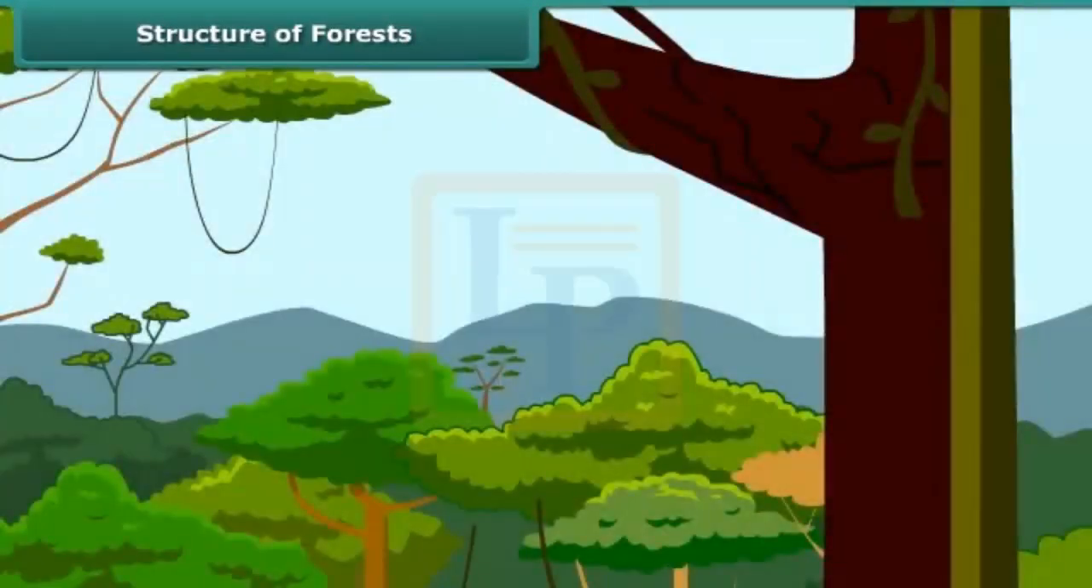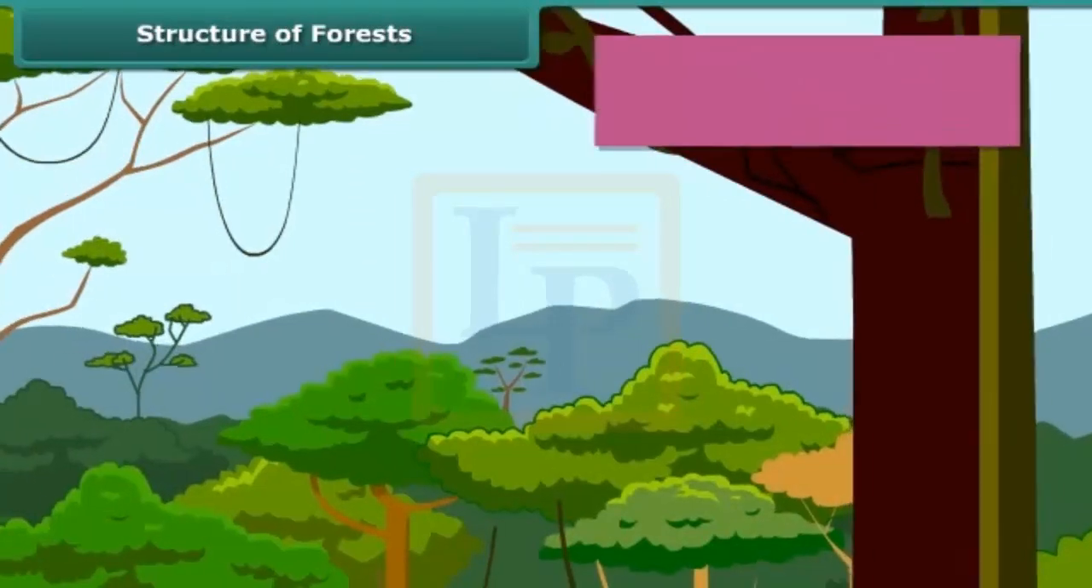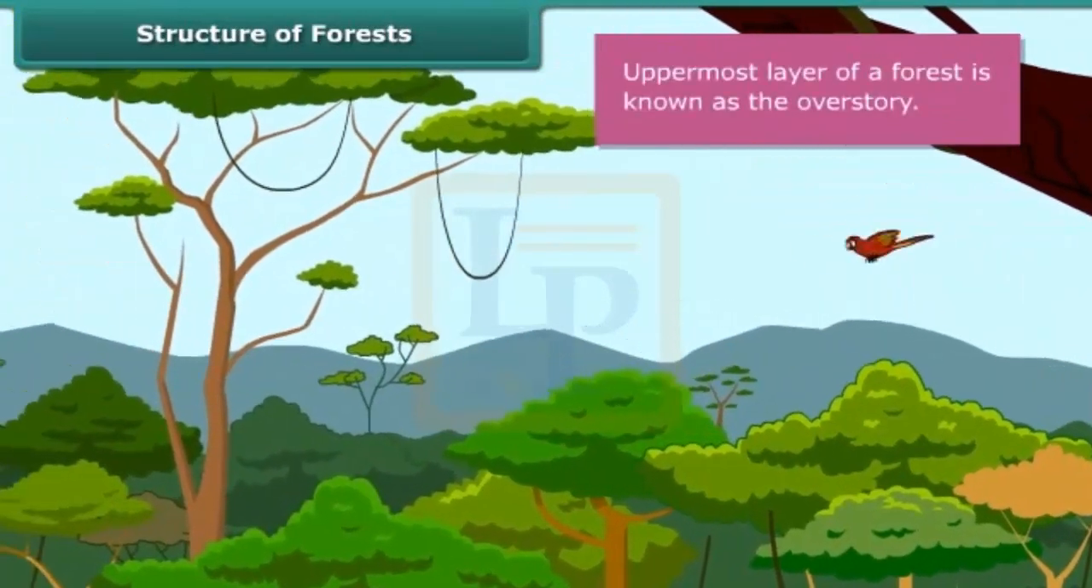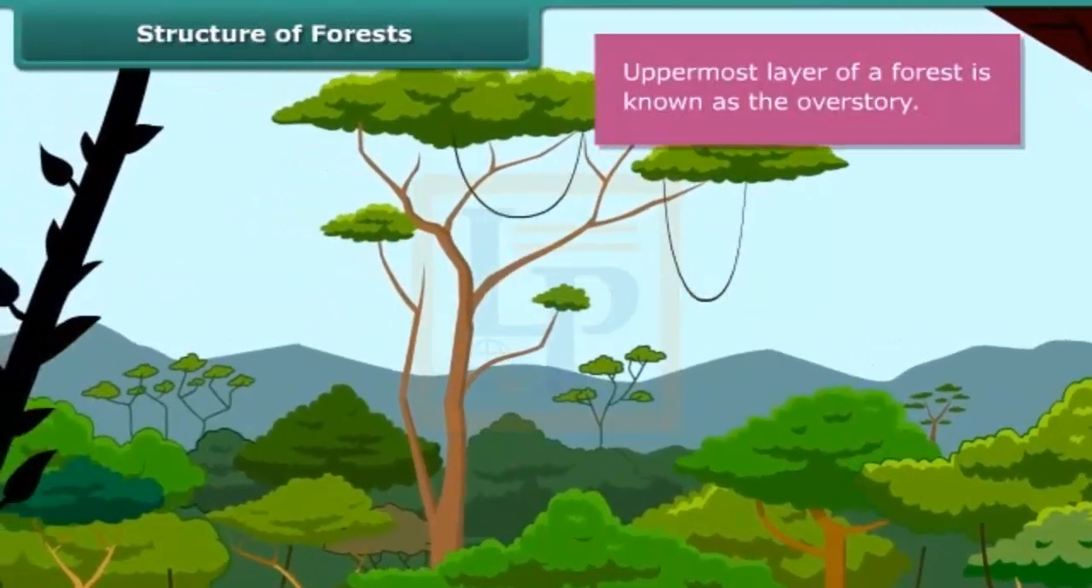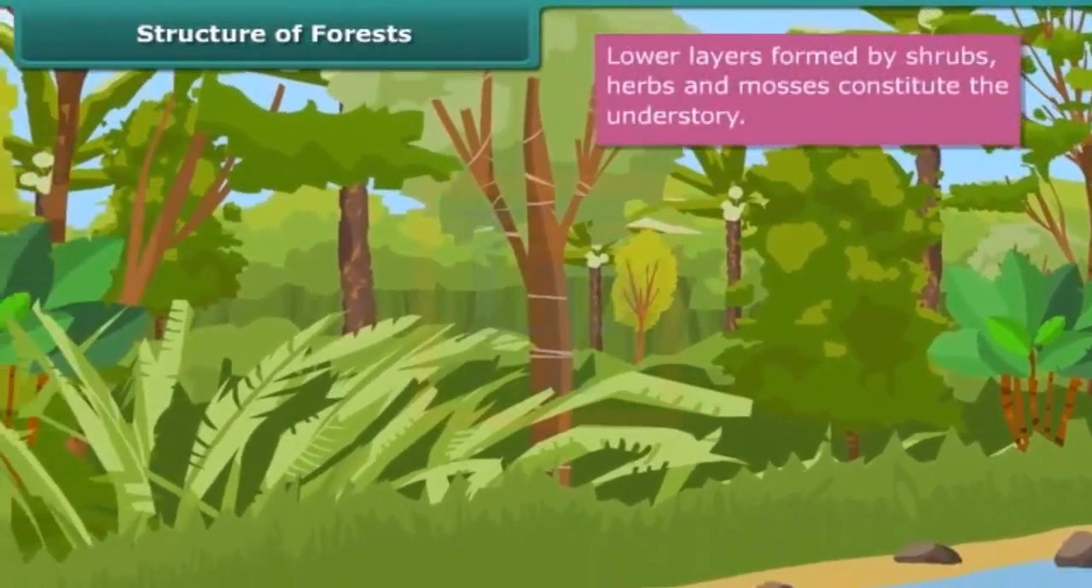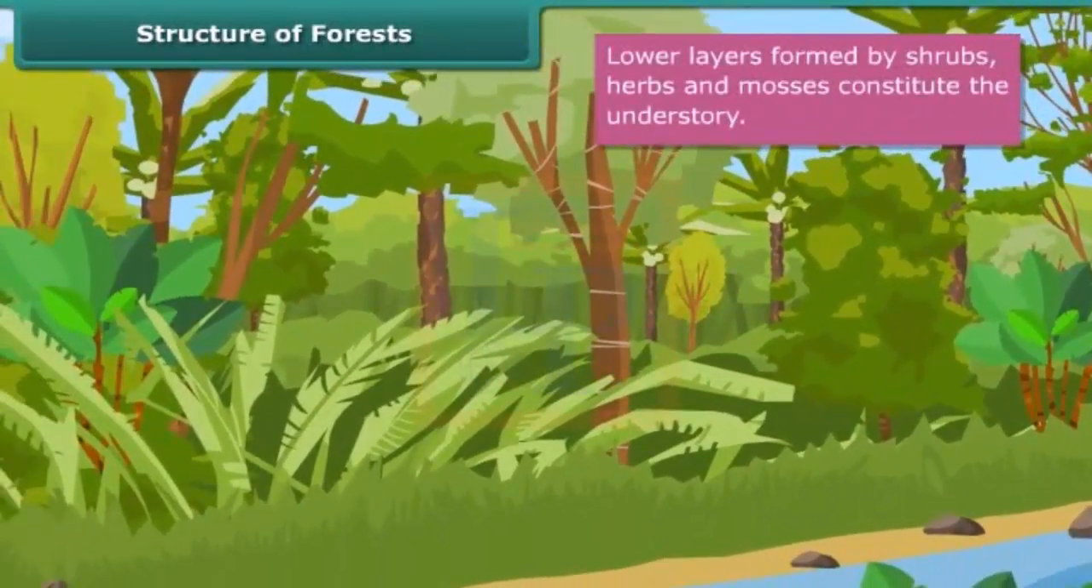A forest has a layered appearance and it has trees of different heights. While the uppermost layer is known as the overstory, the lower layers formed by shrubs, herbs, and mosses constitute the understory.